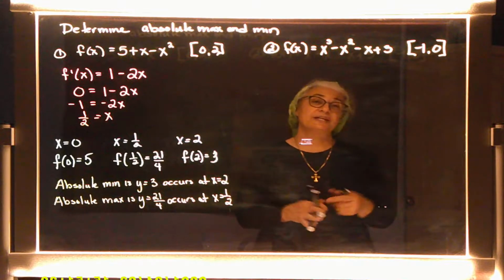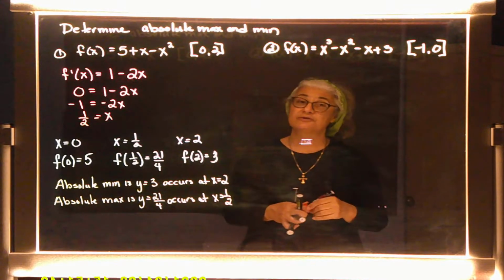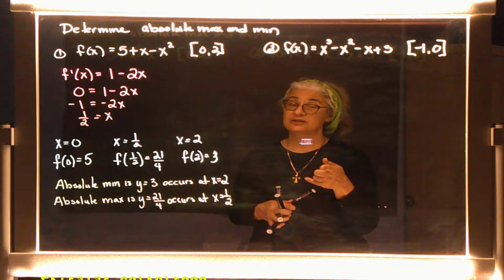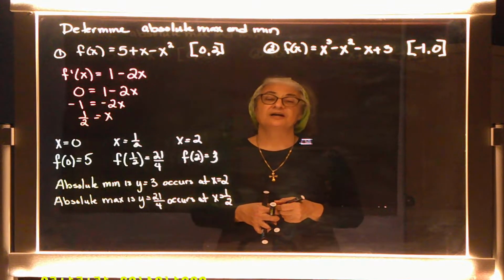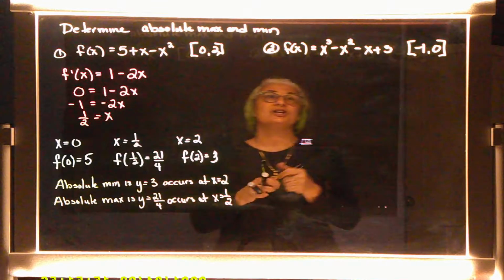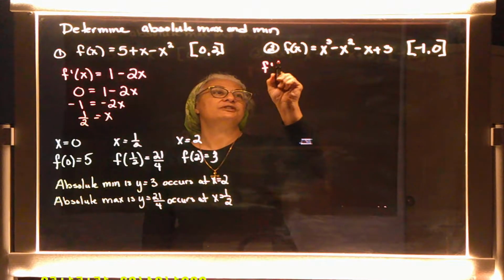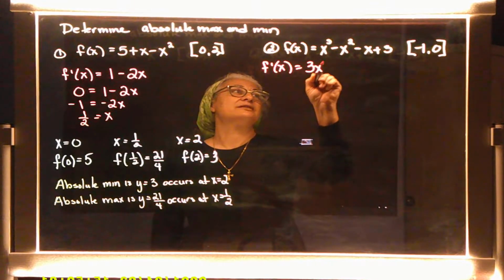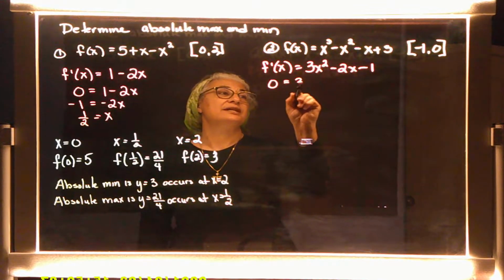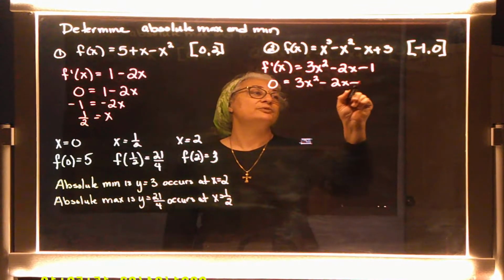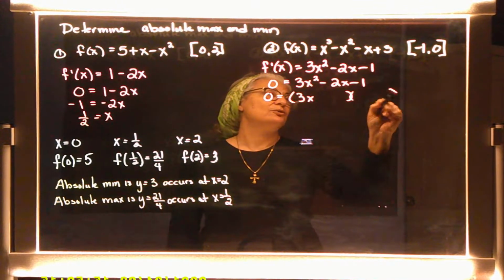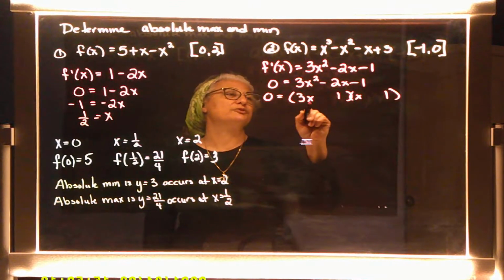Same directions, determine the absolute min and max. They've given me a closed interval, and because they gave me a closed interval, I can use that theorem 8. Got it? Okay, so first things first, what are we going to do? Good, find the first derivative. Why? I need a critical value. Excellent, good job. Okay, so first derivative, 3x squared minus 2x minus 1. To find the critical, we set it equal to 0. And we solve, and in this case, it looks like we are going to be factoring, right? Or you can use the quadratic formula, whatever floats your boat.